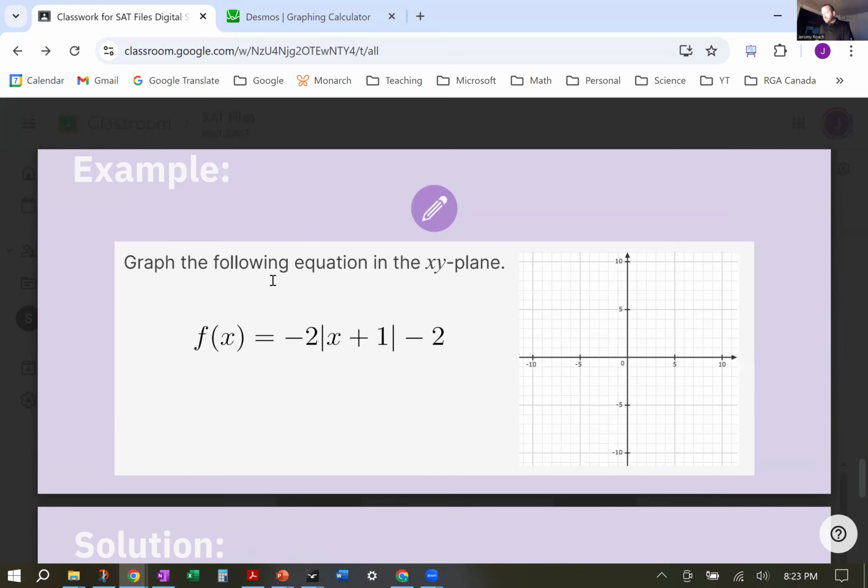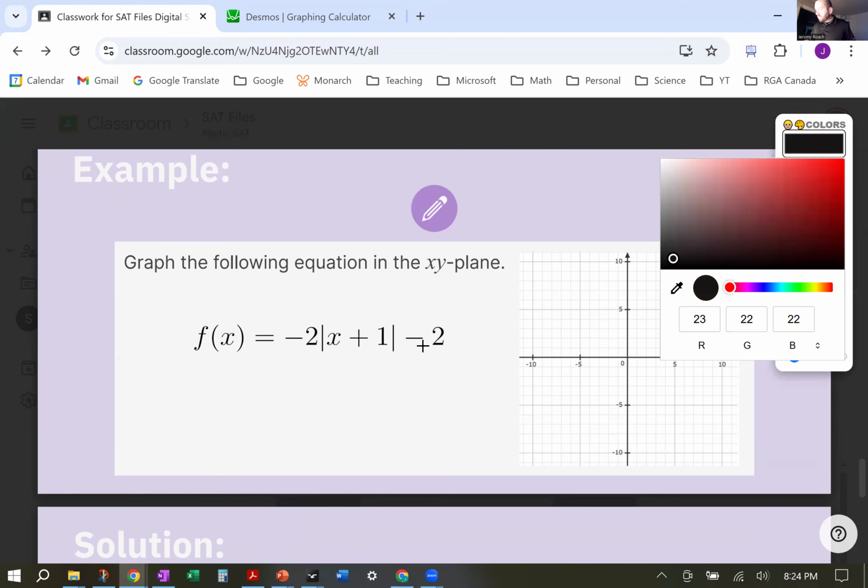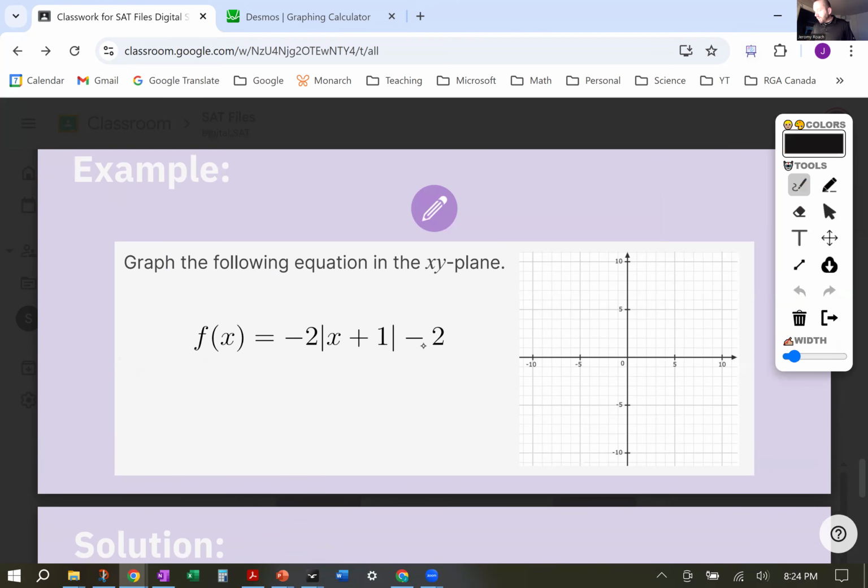There's one that's a little more challenging. -2 on the outside means it's going to open down. This means it's going to shift to the left 1, and it's going to shift down 2 for the vertex. So we can at least start by finding our vertex to begin with. When we find our vertex, it's -1, -2. That's going to be our vertex.